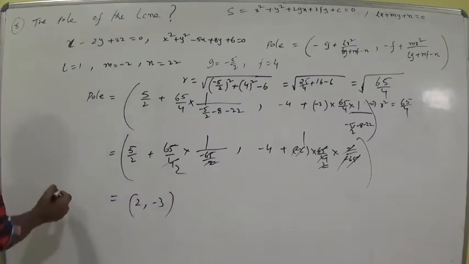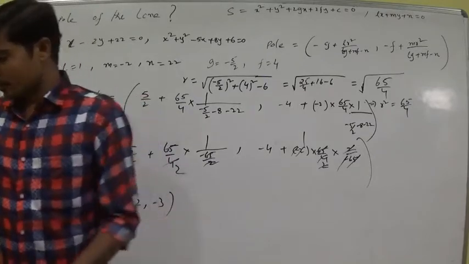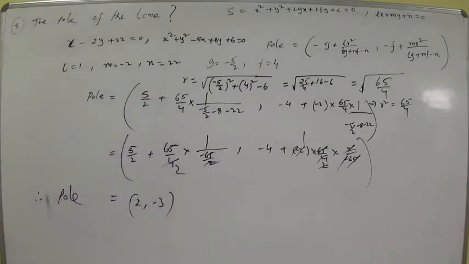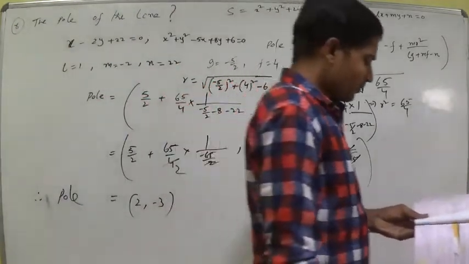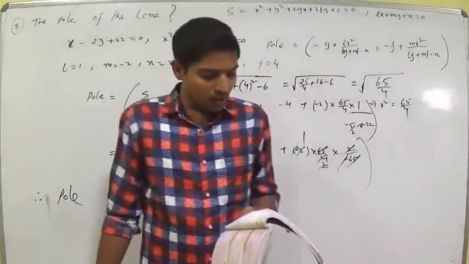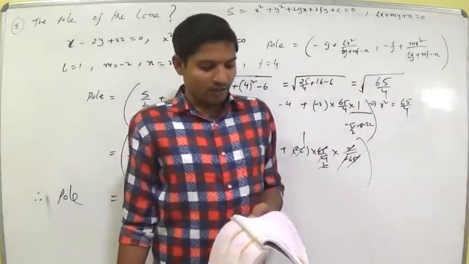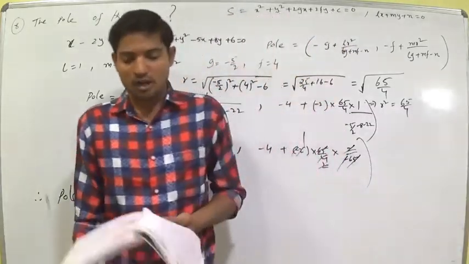Therefore the pole of the line is minus 2 comma minus 3. Next, the ninth and tenth problems, the pole of the line with respect to the circle, you can do yourselves. Use the same formula and solve it.